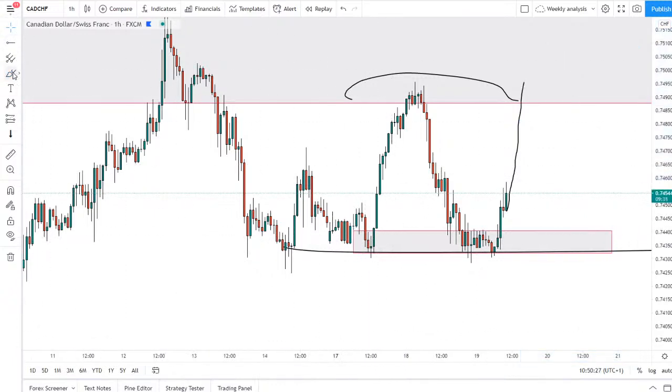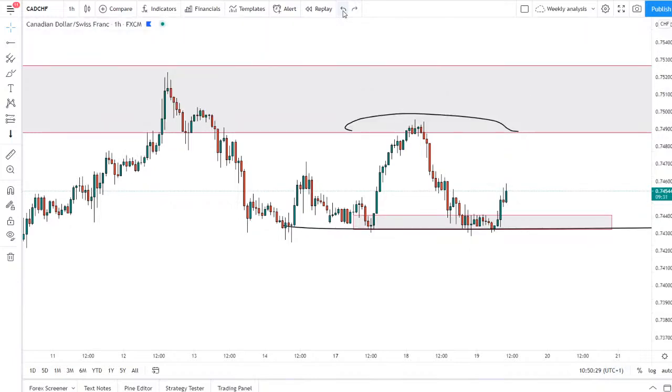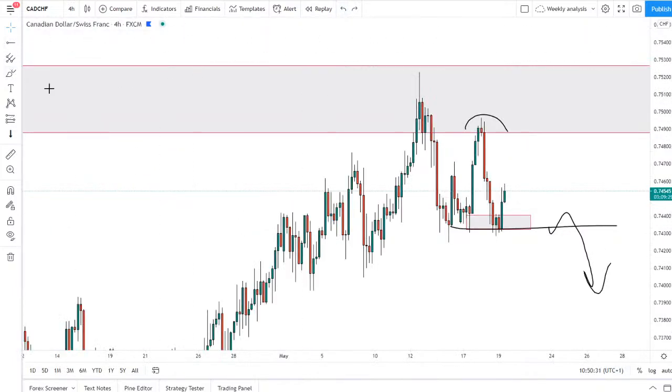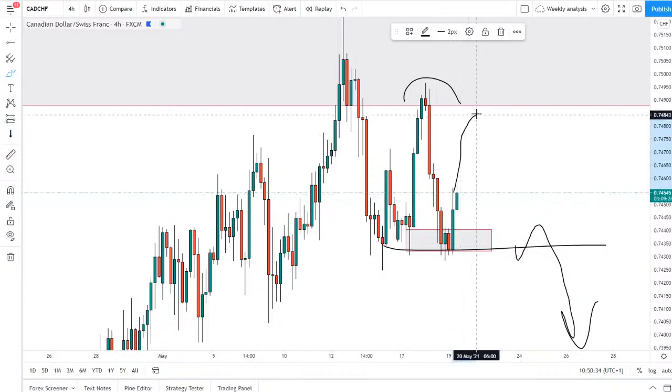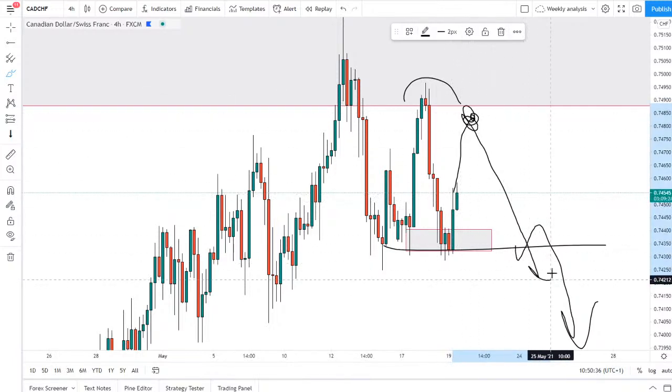But if you were to push to the upside from this price action here and fail at creating a higher high, then that'll be a nice area to short the pair there.